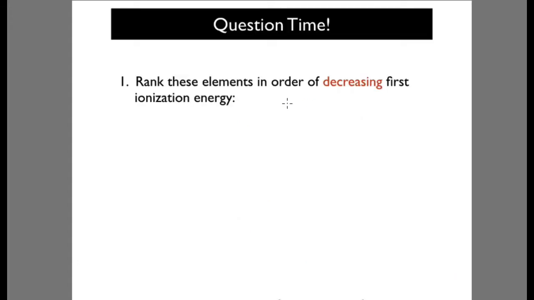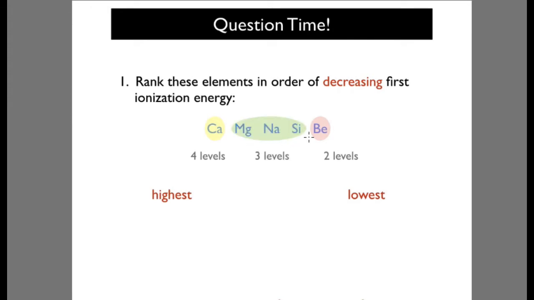Okay, let's have a go at this question. Rank these elements in order of decreasing first ionization energy. First pause and have a go. Well, first of all, we have beryllium there, which is the second element in the second period. And it only has 2 energy levels. Calcium, on the other hand, is in the 4th period, so it has 4 energy levels. Magnesium, sodium, and silicon have 3 energy levels.